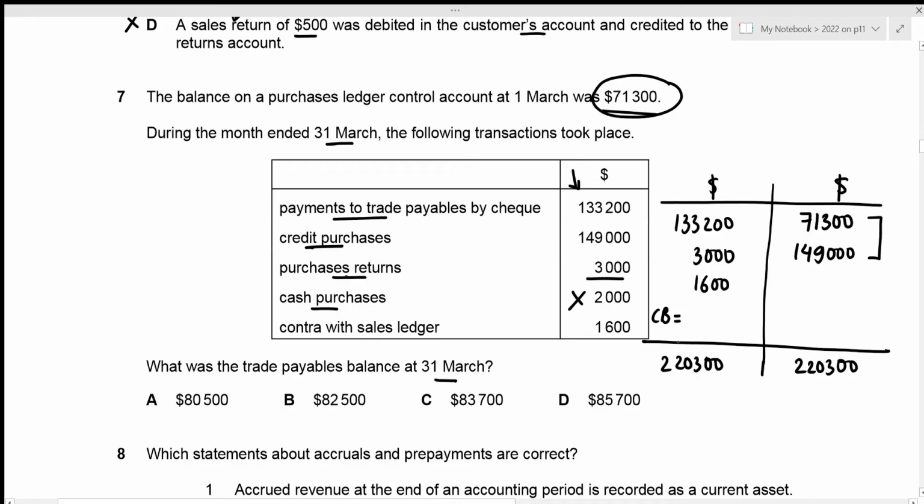And now our closing balance acts as the balancing figure. And whenever we're trying to figure out the balancing figure, we just need to subtract these amounts from the total. And in this case, that will be 220,300 minus 133,200 minus 3,000 minus 1,600, which results in our closing balance to have the value of 82,500. This is the answer we're looking for, and it is given in option B. So that will be the correct answer. This concludes question number 7. We can now move towards question number 8.